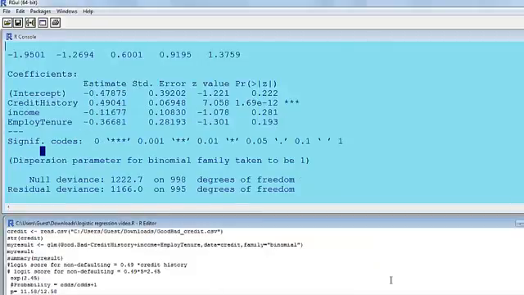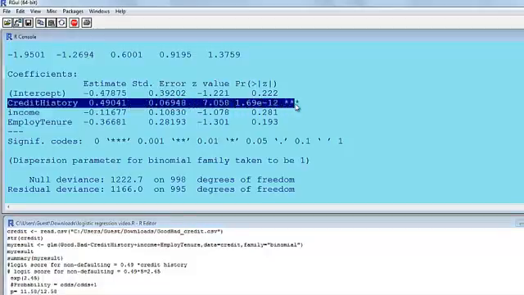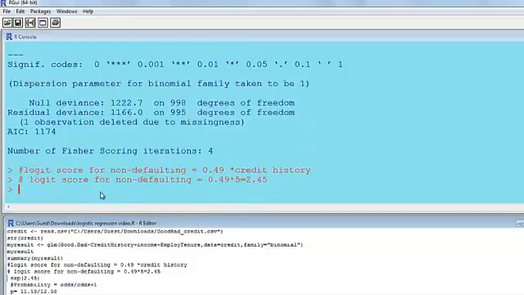Now the logit score doesn't have an easy interpretation. So to interpret these results, we can convert these logit scores into odds. First we'll convert them into odds, and then we'll look at the probability values as well. In this example, the only significant coefficient we have is credit history, and the coefficient or logit score is 0.49. So the logit score for non-defaulting is 0.49 times credit history.